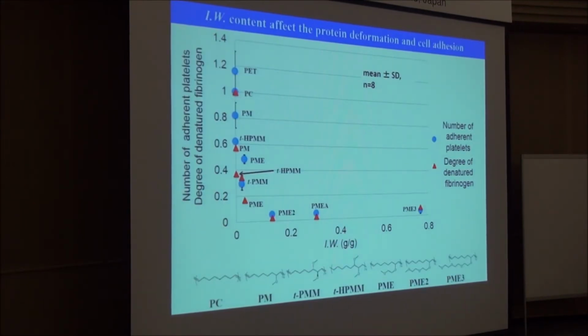You see here again, if we plot intermediate water contents, the relationship between the number of adherent platelets and the degree of denatured fibrinogen. Fibrinogen is a very important protein affecting biocompatibility. So we plot, and you see a very clear relationship like this: intermediate water, rather than other physical-chemical properties.